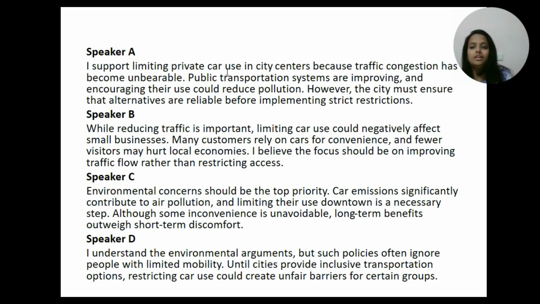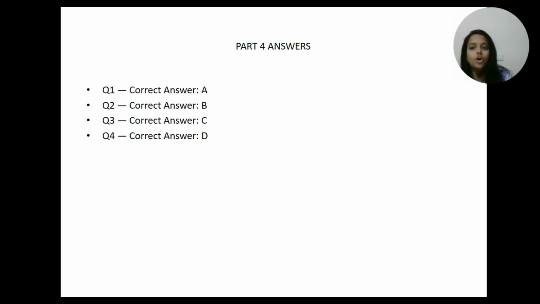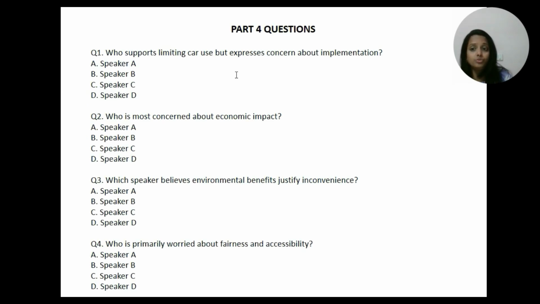So let's move on to the questions here. For the first question, who supports limiting car use but expresses concern about implementation? The right option for question 1 is option A, speaker A, because he supports limiting car use, but says the city must ensure readiness. Speakers B, C or D would be wrong: B opposes restrictions, C fully supports with no hesitation, and D focuses on accessibility, not implementation.